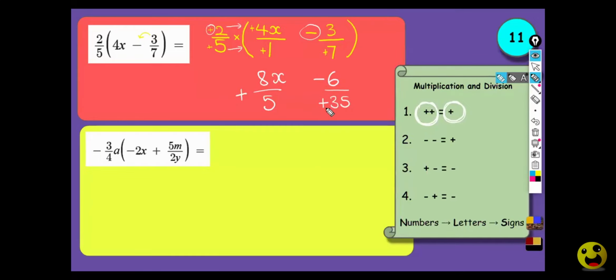And now for the 6 and the 35. The 6 is a negative, the 35 is a positive. When you divide a negative and a positive, the two will squish together or combine together to give you one negative. So for this negative and positive, don't write both of them. Just write one negative sign in the middle there. Because two of them squished or merged together to give you one negative. That is the end of the question.